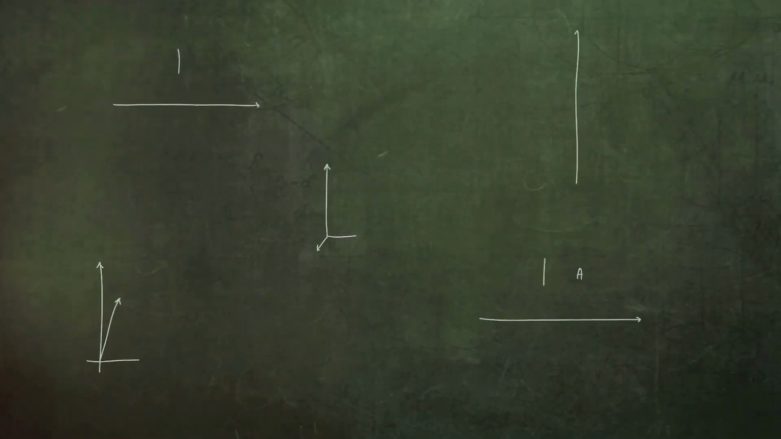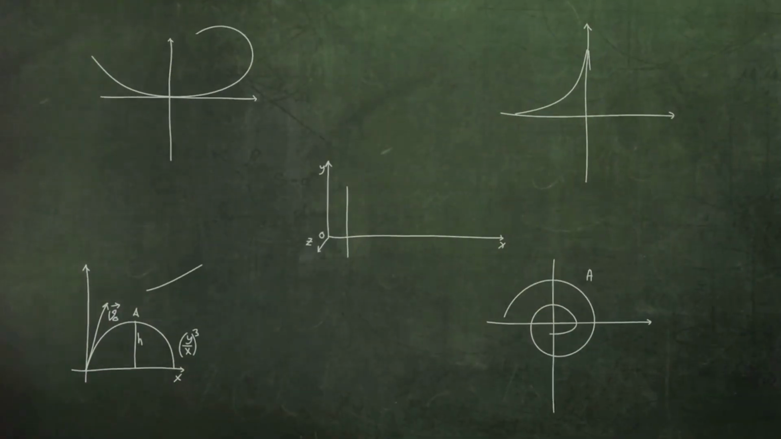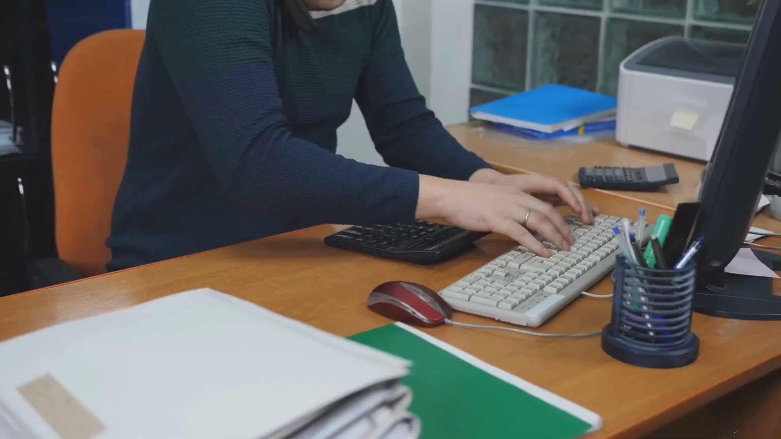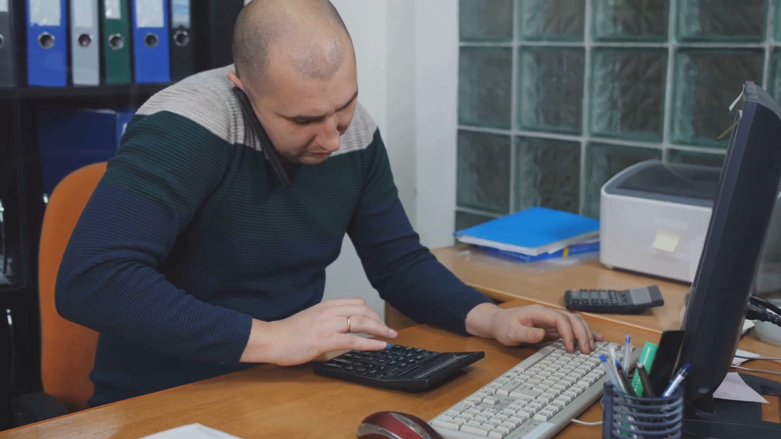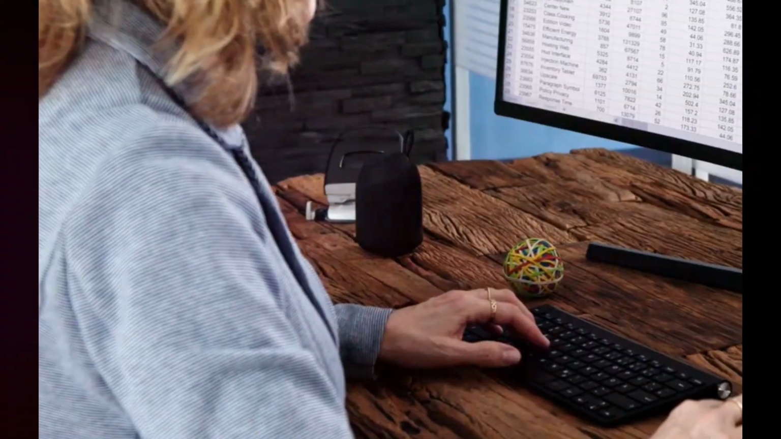Each component of the VLOOKUP formula is crucial for guiding the function to the desired information. Understanding their roles and interactions allows you to construct precise and effective formulas, ensuring accurate data retrieval from your spreadsheets.